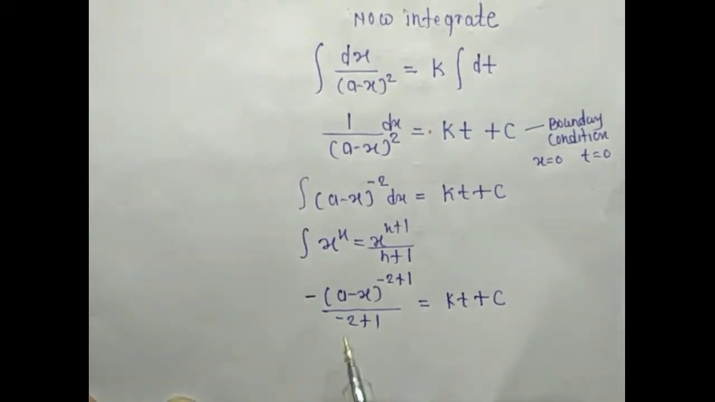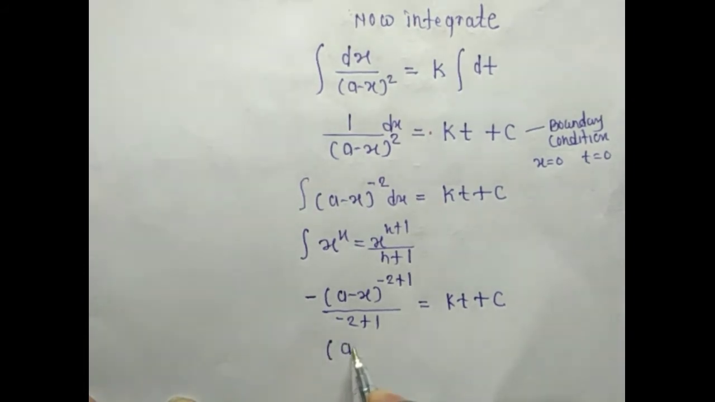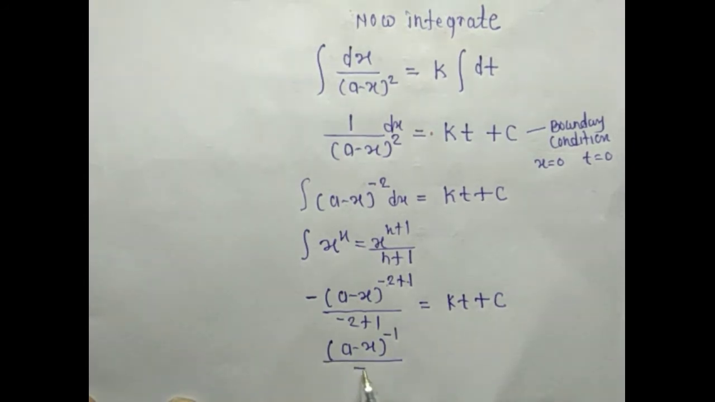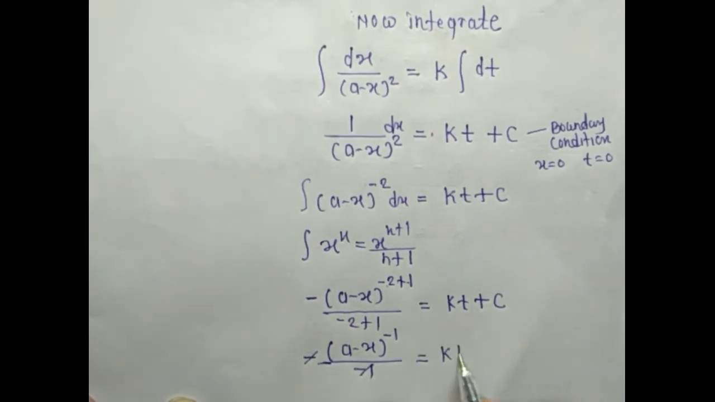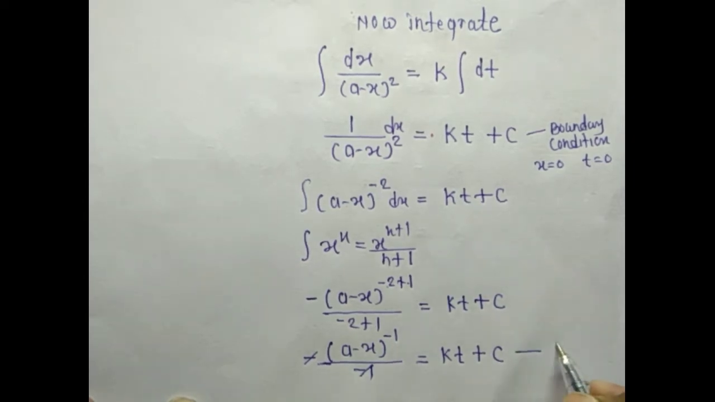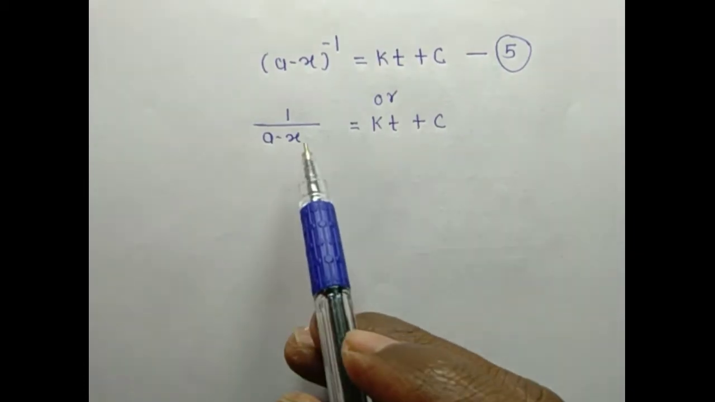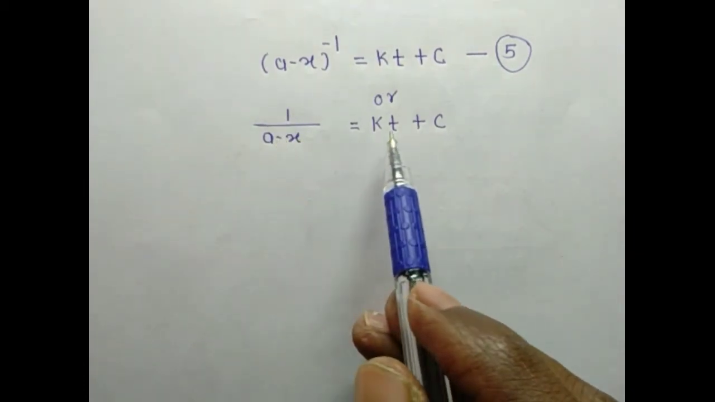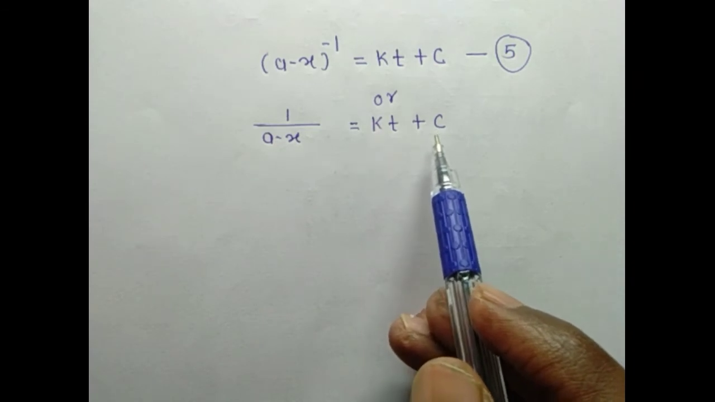This equation can also be written as (a − x)^(−2+1), that is (a − x)^(−1) upon −1, and the two minus signs cancel. The remaining equation is (a − x) inverse equal to kt plus c. This is our equation number 5, also written as 1 upon (a − x) is equal to kt plus c.